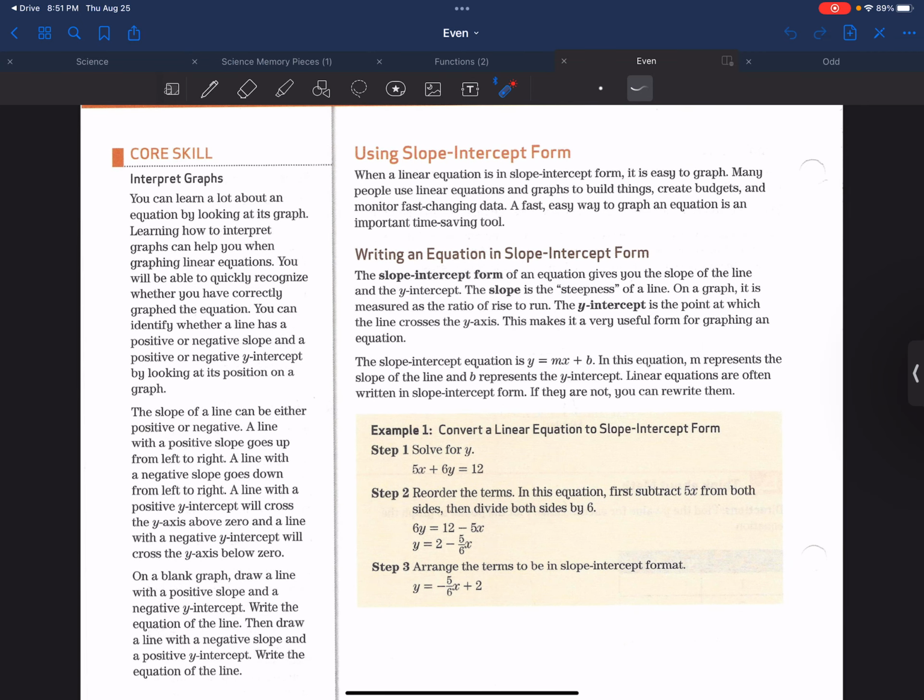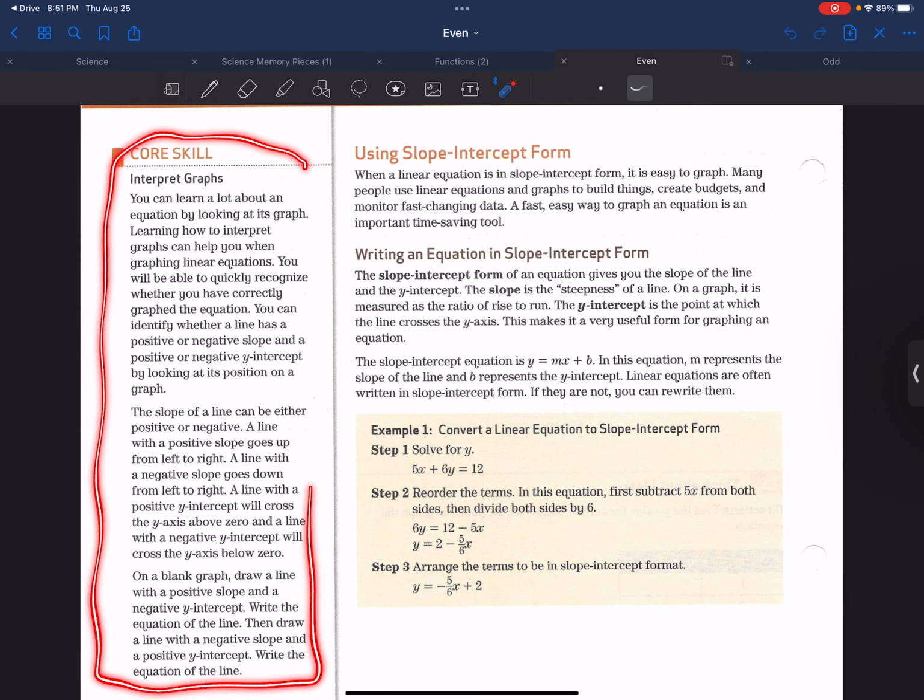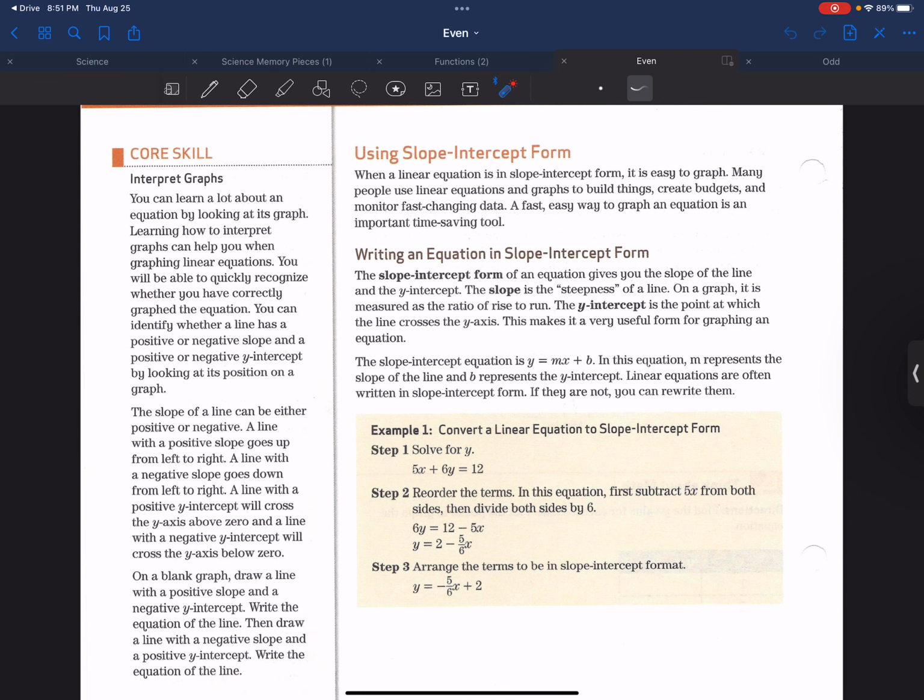So let's take a look at this area. I am going to read this because these margin things are really good in most cases. It says you can learn a lot about an equation by looking at its graph. Learning how to interpret graphs can help you when you graph linear equations. You will be able to quickly recognize whether you have correctly graphed the equation. You can identify whether a line has a positive or negative slope and a positive or negative y-intercept by looking at its position on a graph.